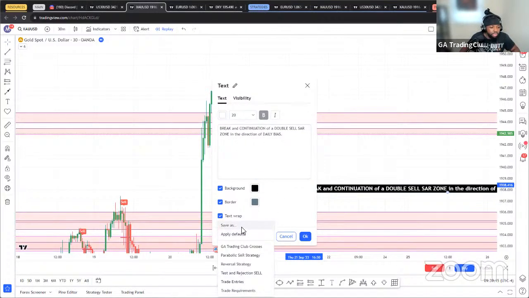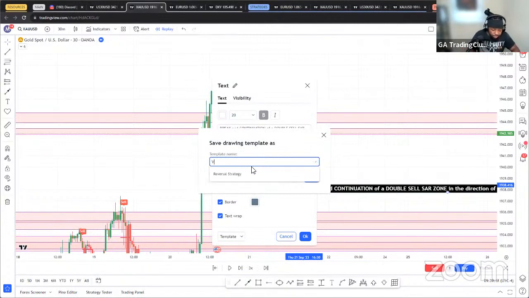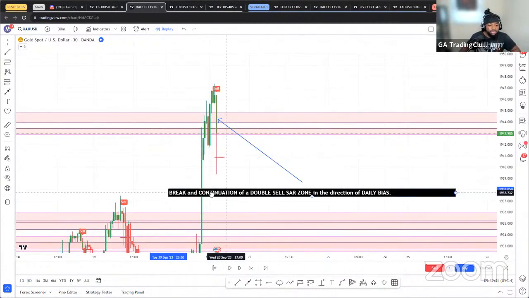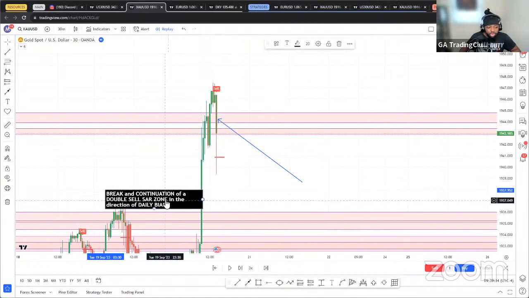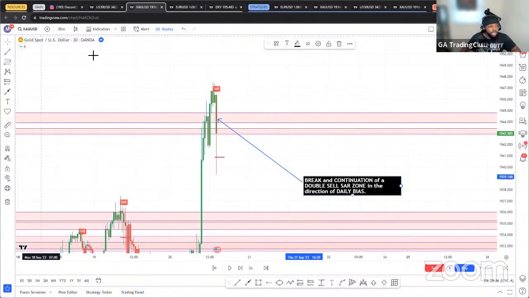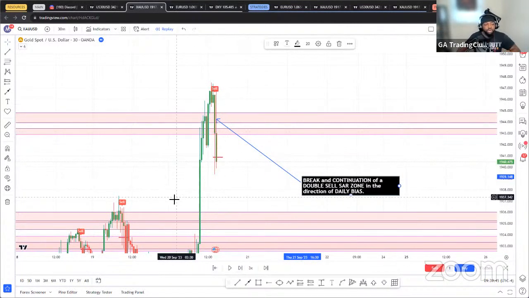Let me save this. So there's that. You would have had your break candle. What you would have waited for is the next 30-minute candle. You just needed the next 30-minute candle to close below this zone. So what did the next 30-minute candle do? It closed below here. Now, this is the point I saw this entry.